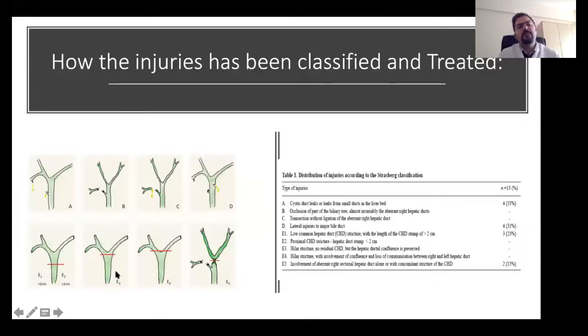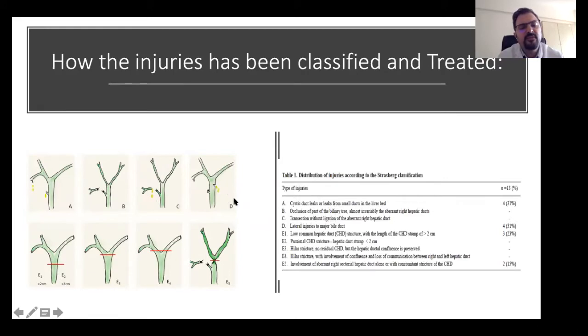So in this publication, it's better shown, according to the Strasbourg classification, how they managed and worked up the patient's injuries. And here, as I told you before, this is a very good classification. Here you see A is cystic duct leaks or leaks from small ducts in the liver bed. And B is the occlusion of part of the biliary tree, and there is almost always a right hepatic duct injury. And C is the transection without ligation of the aberrant right hepatic duct. You see here it is total transection, it's not occlusion. And D is the lateral injuries to the common hepatic duct.